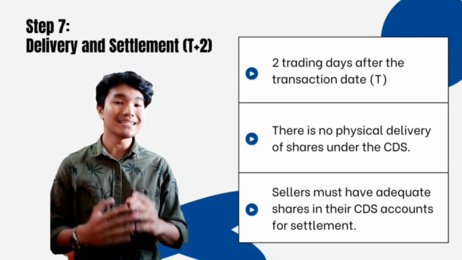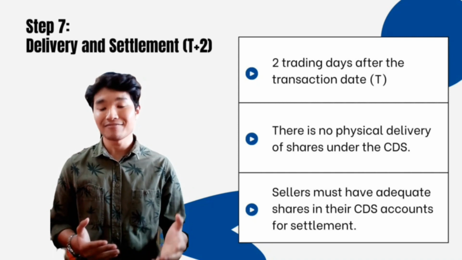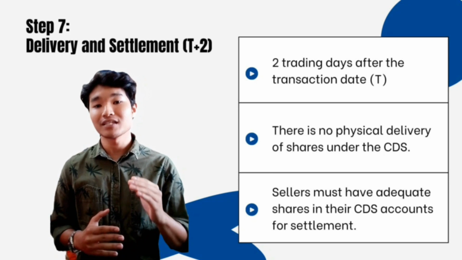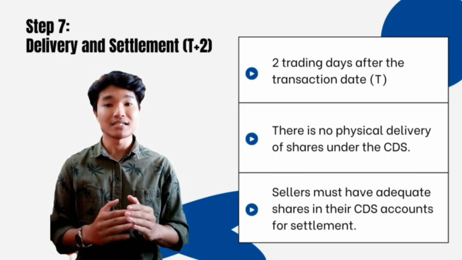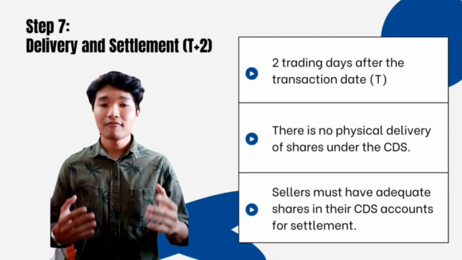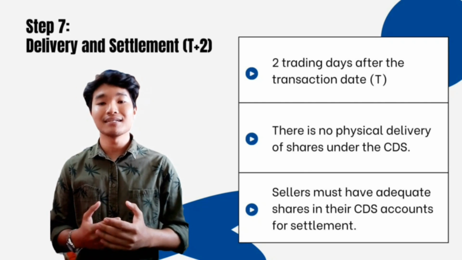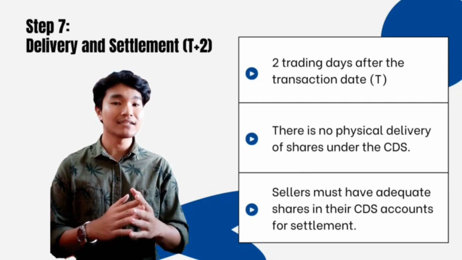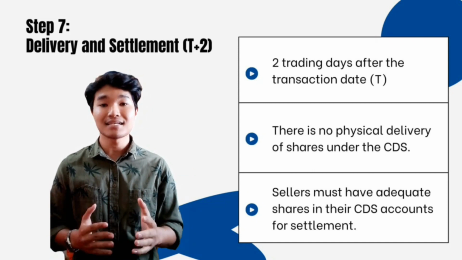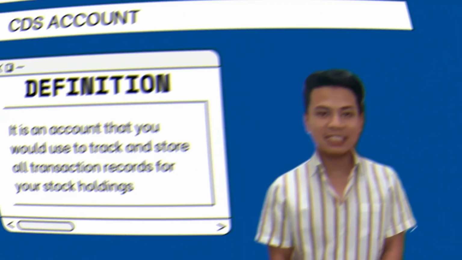Therefore, the expression T+2. Shares under the CDS are not physically delivered. Instead, to track the movement of shares resulting from trades made on Bursa Malaysia, the CDS employs a straightforward book entry mechanism. For instance, if you purchase shares, they will be credited to your CDS account and deducted from the seller's account. Lastly, the number of shares in the seller's CDS account must be sufficient for settlement.